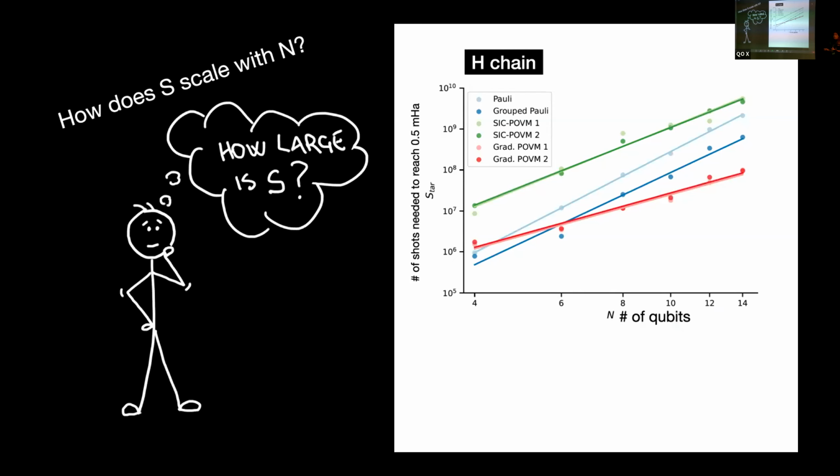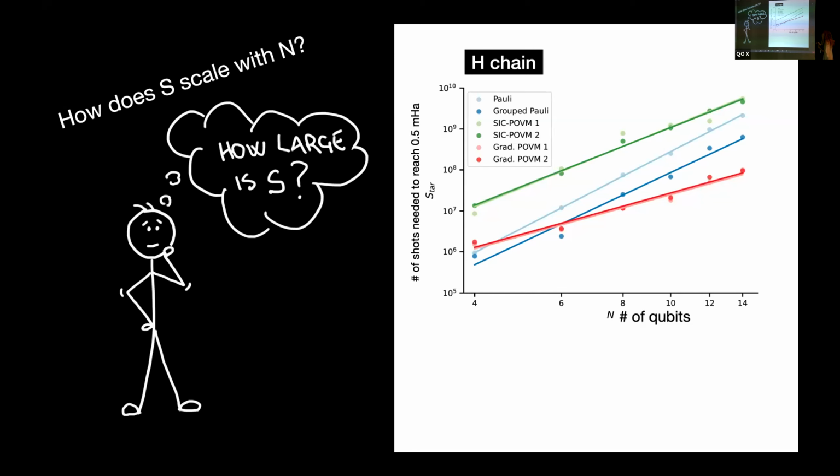Now the next question is, how does this scale with n? So how is the improvement in the number of shots needed as the number of qubits increases? How efficient does this work? And here we have, again, a comparison between different strategies, different techniques. The one in which we use the generalized measurement and the optimization strategy is the red one. Okay, so what do I plot here?